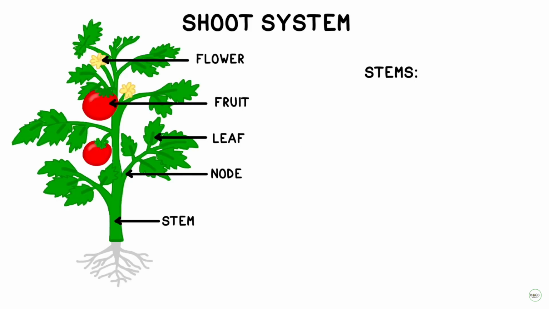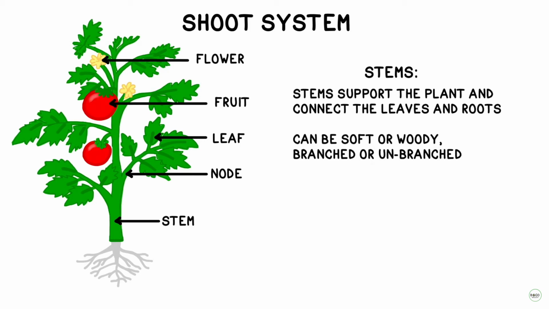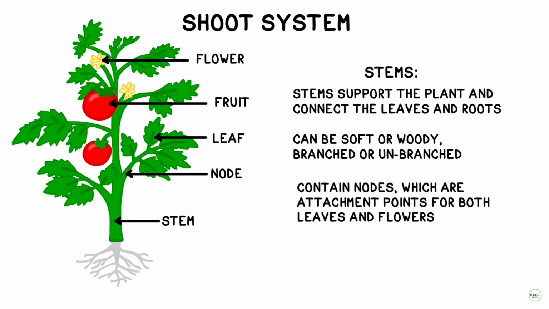Stems are part of the shoot system of the plant. They provide support and also connect the leaves, where photosynthesis occurs, with the roots, where some of the products are stored. Stems come in many shapes and sizes and can be soft, woody, branched, or unbranched. Stems also contain nodes, which are the attachment points for both leaves and flowers. The areas between the nodes are called internodes.